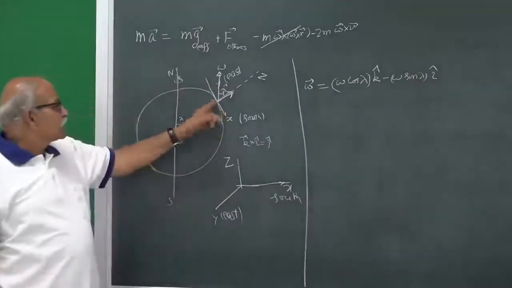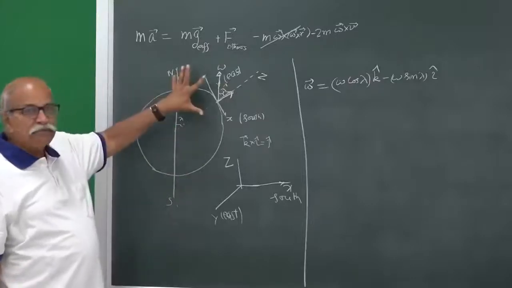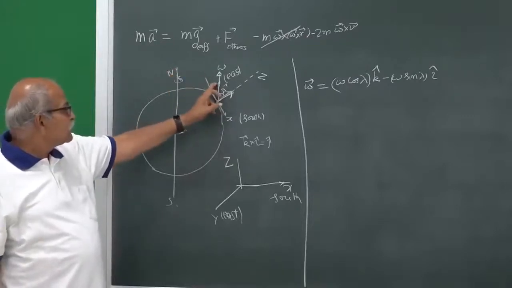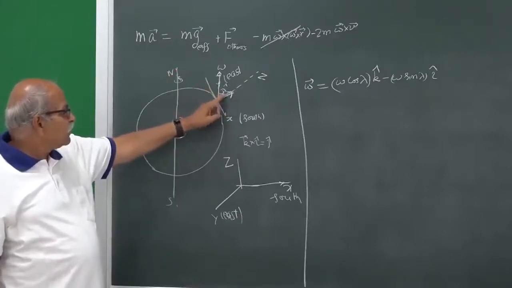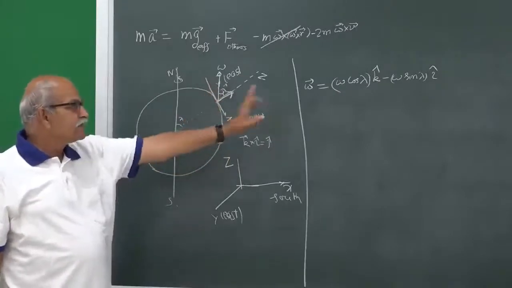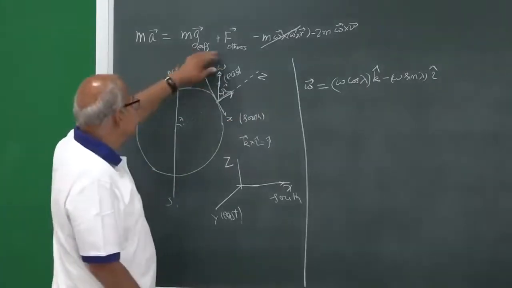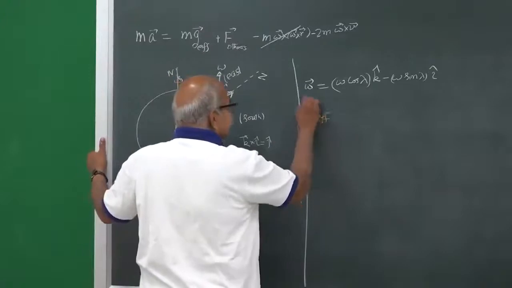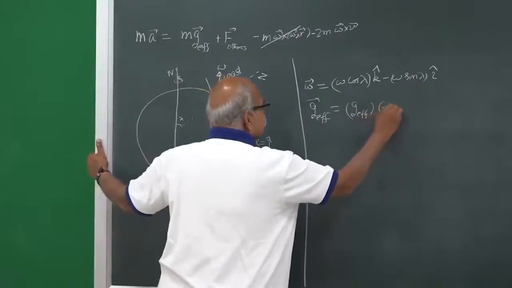This north-south, the vertical, and this axis of rotation are in one plane, and therefore we can resolve the omega vector in the z direction and in the x direction. So it is omega cos lambda in the z direction, and omega sin lambda with a negative sign in the x direction. And g is in the negative z direction. g effective is the value of g effective, and then minus k cap.